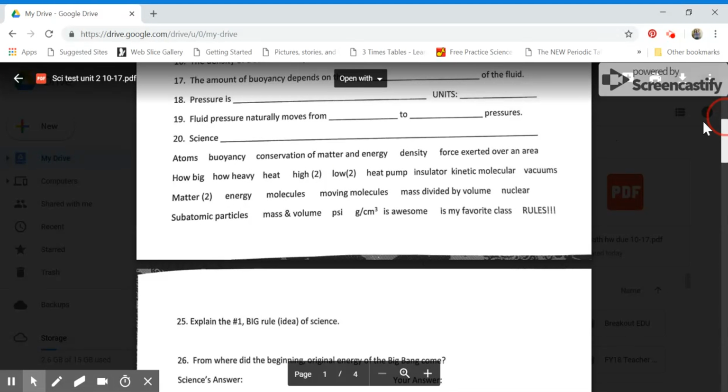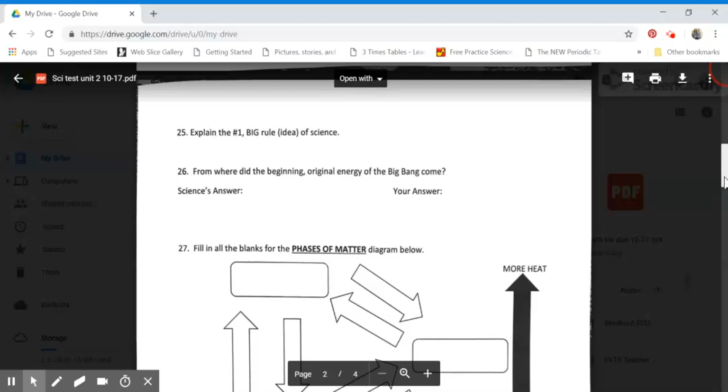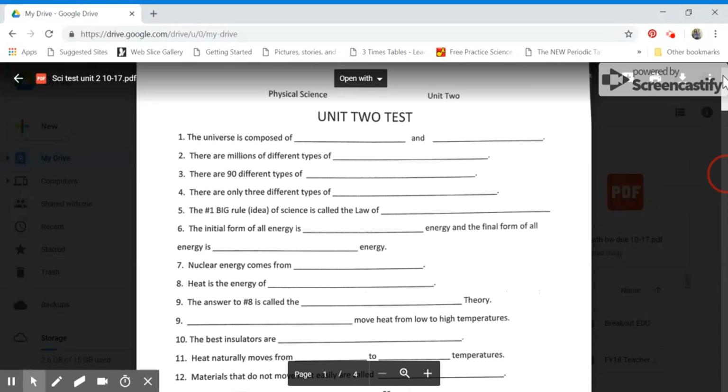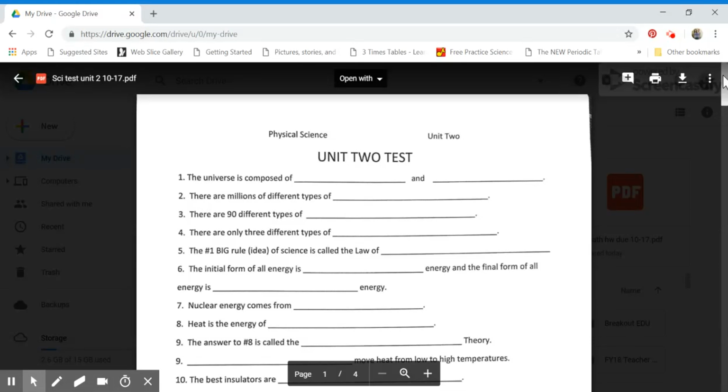All right, number 1. The universe is composed of blank and blank. Number 2, there are millions of different types of. Number 3, there are 90 different types of. Number 4, there are only 3 different types of. Number 5, the number 1 big rule or idea of science is called the law of blank.